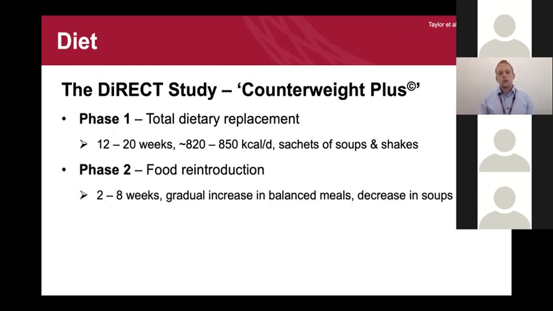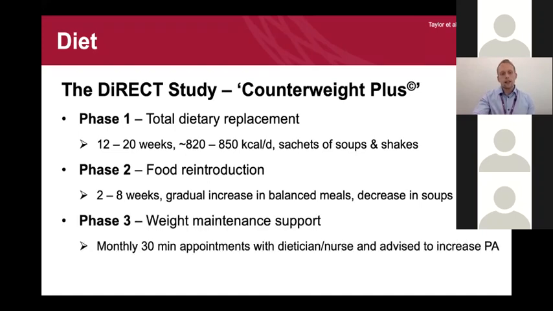The second phase was then gradual food reintroduction. So over the next 2 to 8 weeks, there was a decrease in the amount of soups and shakes, which was then replaced by solid balanced meals. And again, this happened over 2 to 8 weeks, depending on the amount of weight lost. So these were the 2 weight loss phases, and then the participants entered what was a weight maintenance phase. So this was maintaining the weight loss from the first 2 phases.